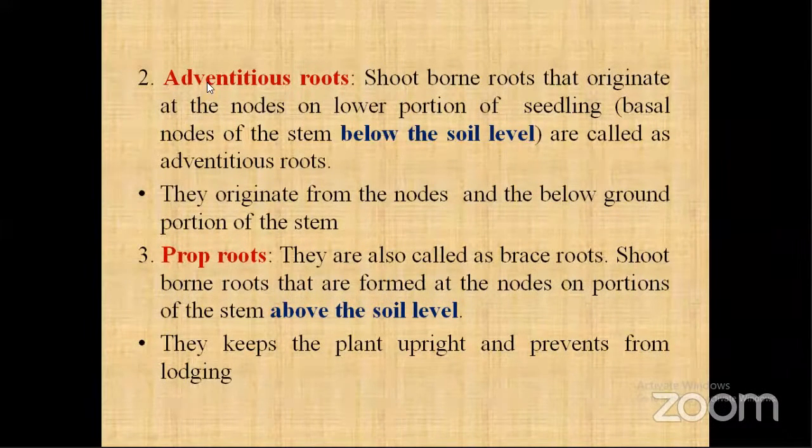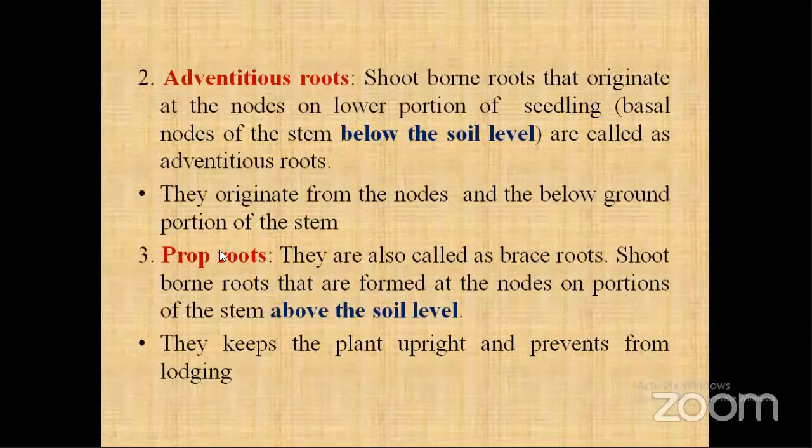Next one is adventitious roots. These adventitious roots are permanent roots. They are shoot borne roots that originate at the nodes on the lower portion of the seedling. That means they are formed from the basal nodes of the stem below the soil level. They originate from the nodes on the below ground portion of the stem.